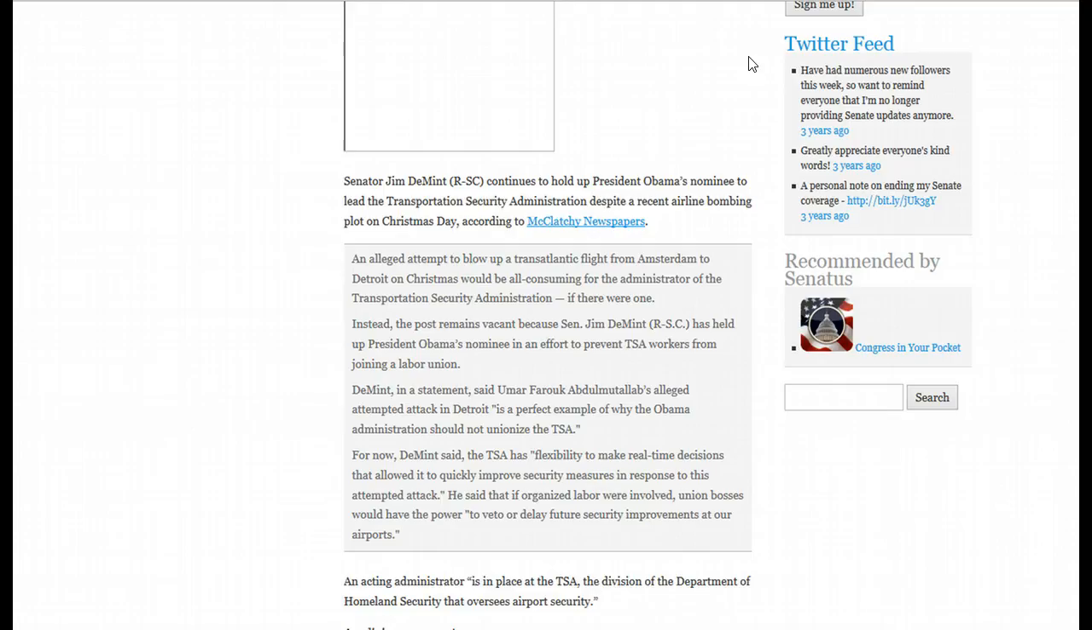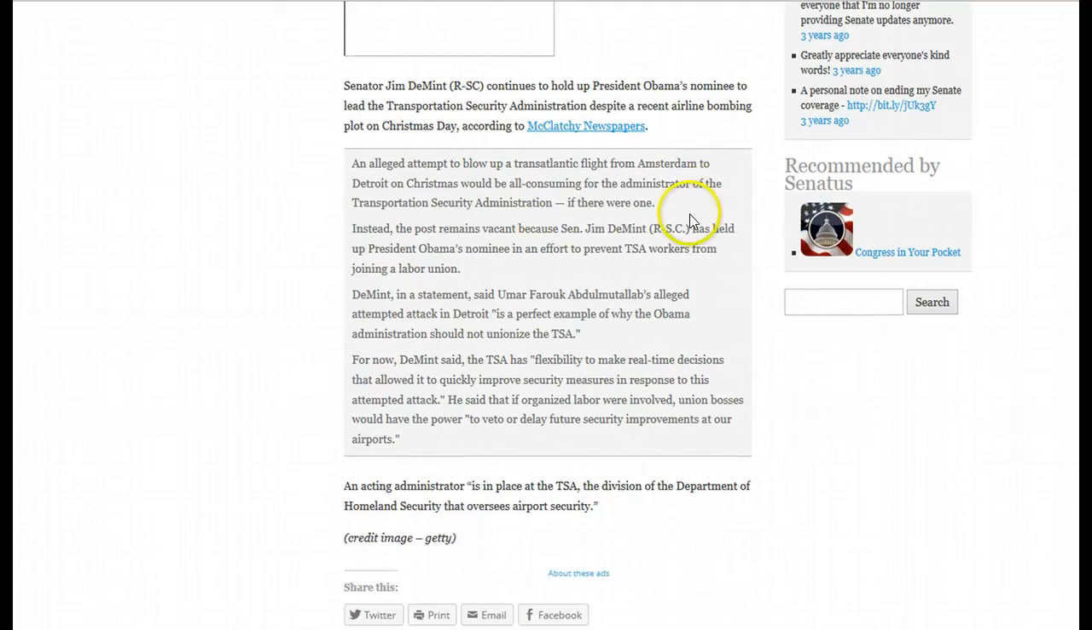Got to be crazy. Anyway, the reason why DeMint didn't want this guy to be the director of the Transportation Security Agency is this man supported the right of TSA workers to unionize, and DeMint thought it would be bad for the nation if the Transportation Security Administration had a labor union. So he, as a single individual, placed a hold on the nominee for the Transportation Security Administration. That's, again, an amazing amount of power for one individual, but that happens in the Senate unless you could get 60 senators to break it.